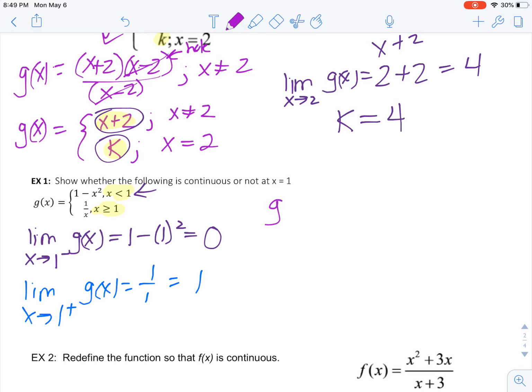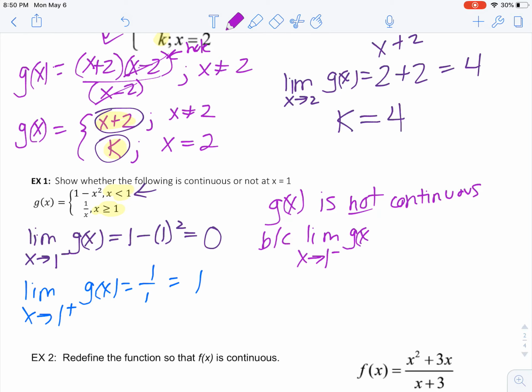So they equal different values when you're coming from the left and the right of the function. So you're going to say g of x is not continuous, because the limit as x approaches 1 from the left of g of x does not equal the limit as x approaches 1 from the right of g of x.